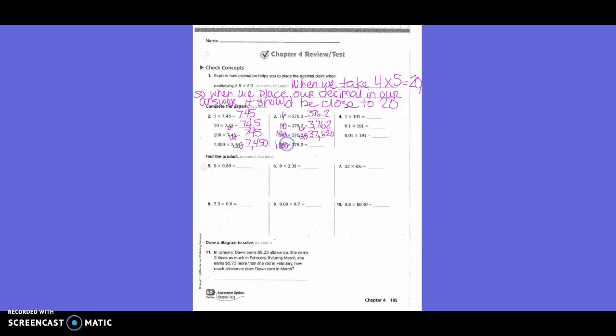Okay. Then 10 to the third power is what? 1,000. How many places do I loop it? 3. So 1, 2, 3. So my answer is 376,200.